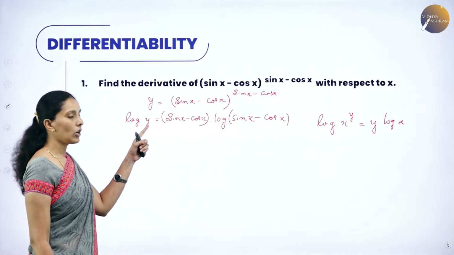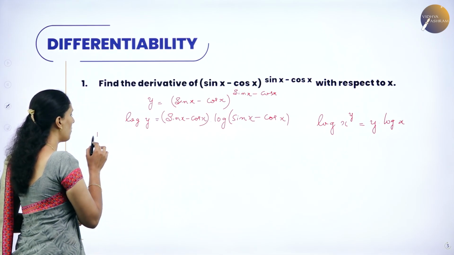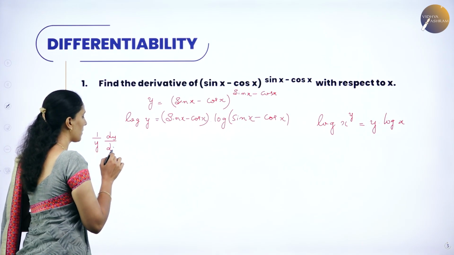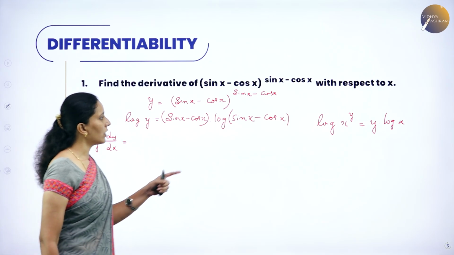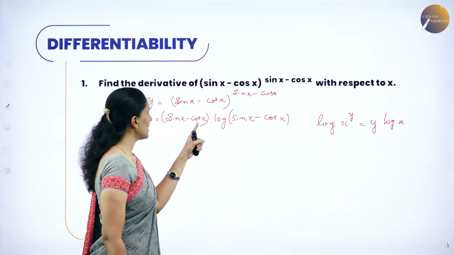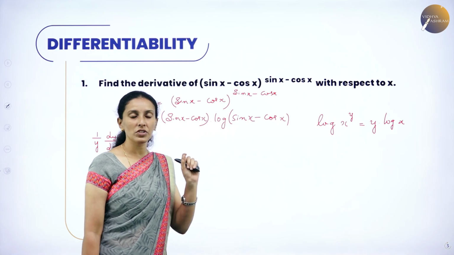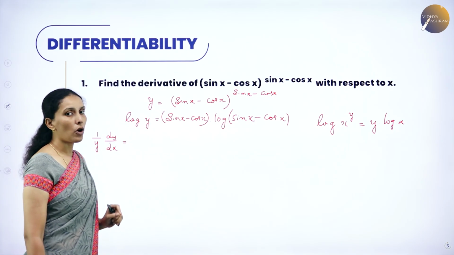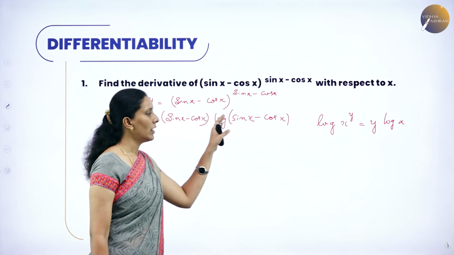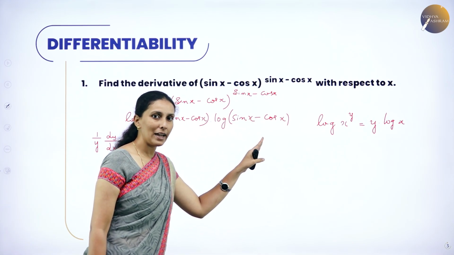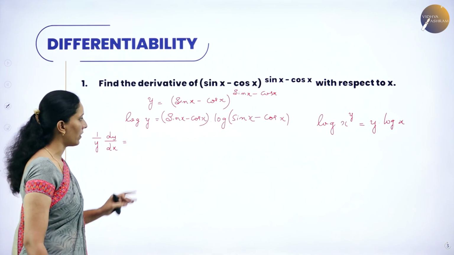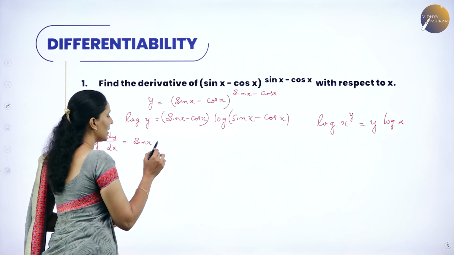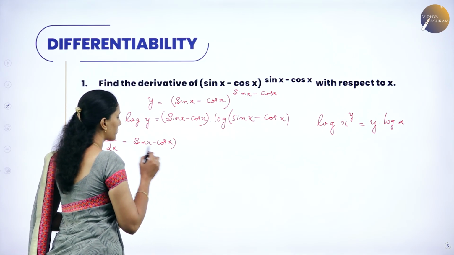When you differentiate log y, it is 1 by y into dy by dx is equal to, here you have two functions. This is the first function and this is the second function, which is in the product form. So apply the product rule. What does the product rule say? First function into derivative of the second plus second function into derivative of the first. Let me write the first function as it is, that is sin x minus cos x.